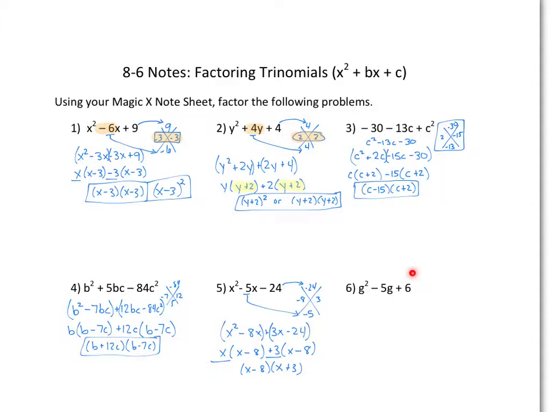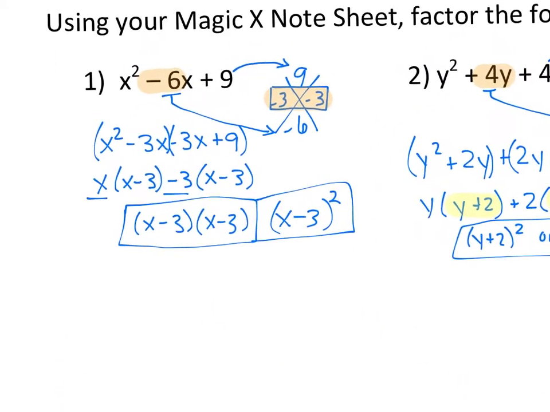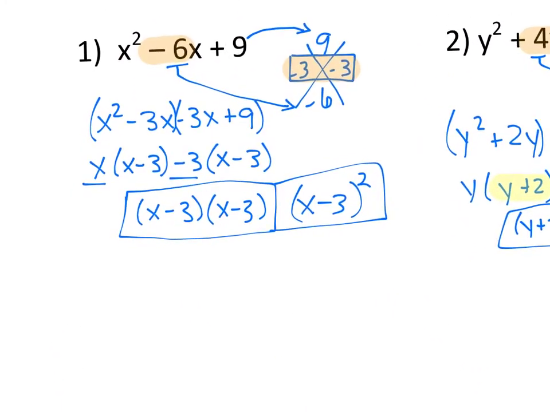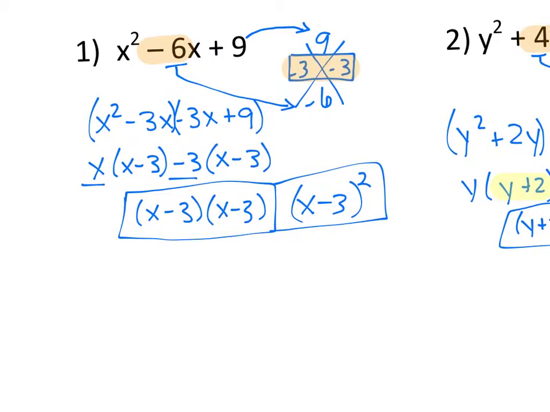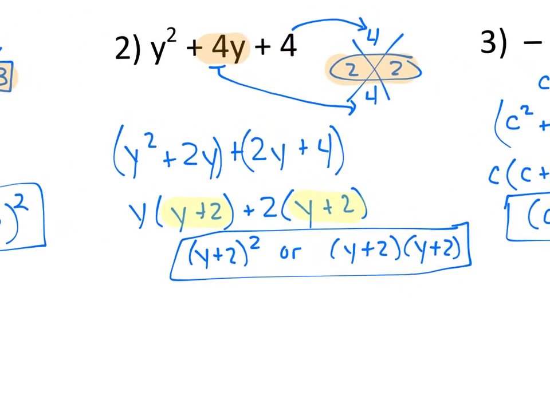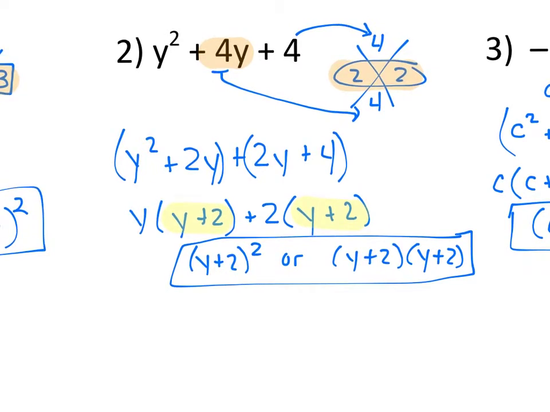But what I want to do is show you there's actually a shortcut to this so that we don't necessarily have to show all of our work, okay? So if I look here at example number 1, I found the factors to be -3 and -3. If I come down here, I've got x minus 3 and x minus 3, okay? So let's go to the second one. I am looking for factors of 4 that got me 4. I found 2 and 2. If I come down here and look, my factors are y plus 2 and y plus 2.